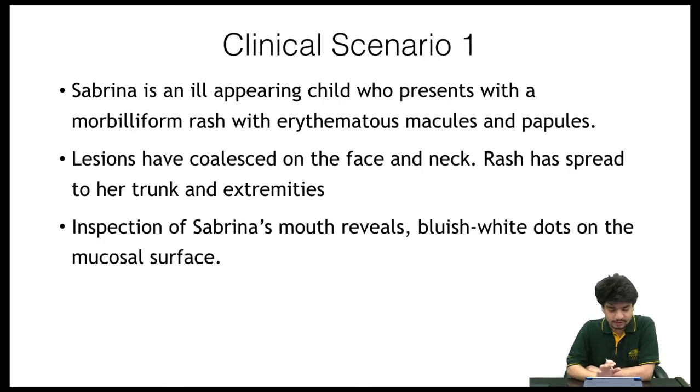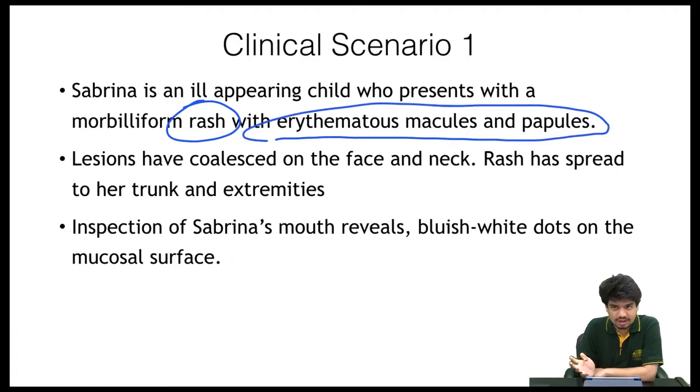So let's begin with a clinical scenario, because that's how most of the questions are framed, especially in the AIIMS postgraduate entrance examination, and even in the NEET PG. So let's read the question. There's a girl, an ill-appearing child who presents to us with a morbilliform rash with erythematous macules and papules. The rash first appeared on the face and the neck, and now it has spread to the trunk and extremities.